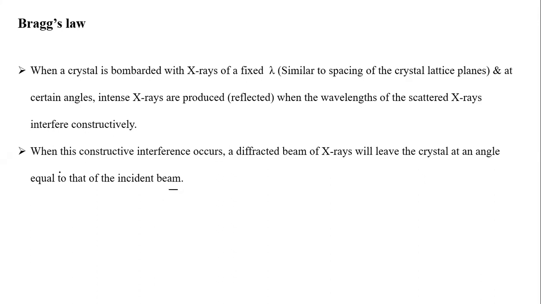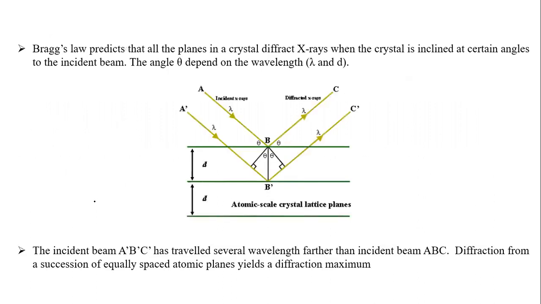Just read this line. When constructive interference occurs, a diffracted beam of X-rays will leave at a certain angle equal to the incident beam. What are those? You will see. This is the explanation for them.